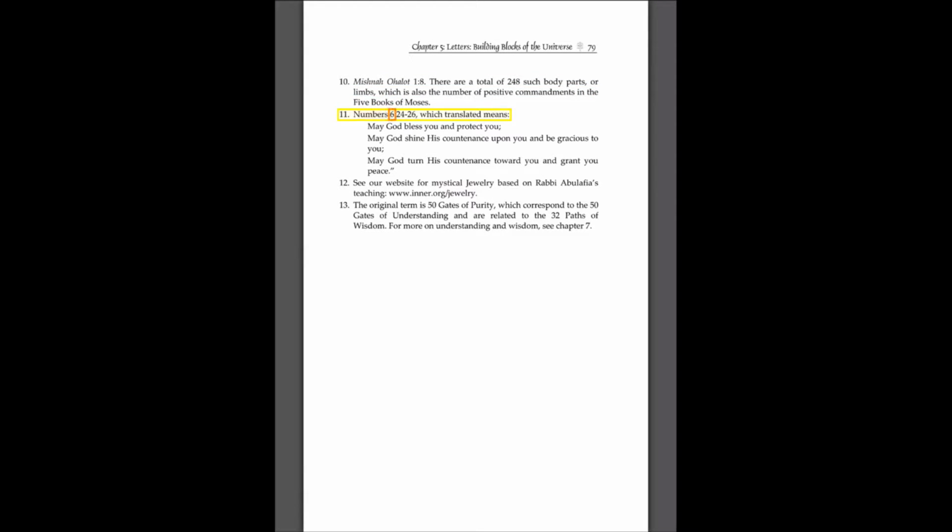11. Numbers 6:24-26, which translated means, May God bless you and protect you. May God shine his countenance upon you and be gracious to you. May God turn his countenance toward you and grant you peace. 12. See our website for mystical jewelry based on Rabbi Abulafia's teaching, www.inner.org/jewelry. 13. The original term is 50 gates of purity, which correspond to the 50 gates of understanding and are related to the 32 paths of wisdom. For more on understanding and wisdom, see Chapter 7.